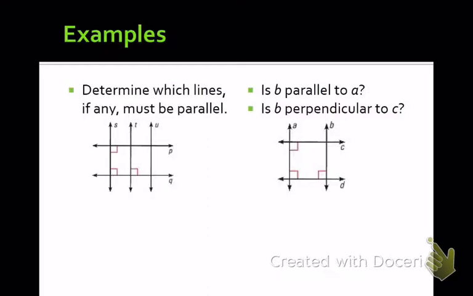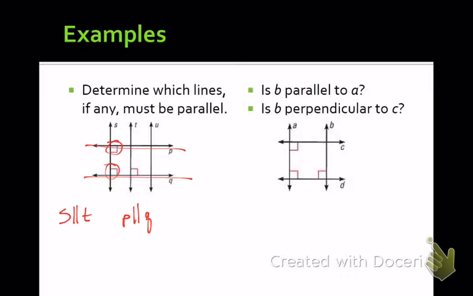Determine which lines in this first one, if any, must be parallel. Which lines in this picture must be parallel? Okay? What do you think? Well, hopefully you're thinking that S and T would be, because they're perpendicular to the same line, line Q. So S and T need to be parallel. Are there any other lines that are perpendicular to the same line? And actually you see right here that line P and line Q are both perpendicular to S. So P is going to be parallel to Q.